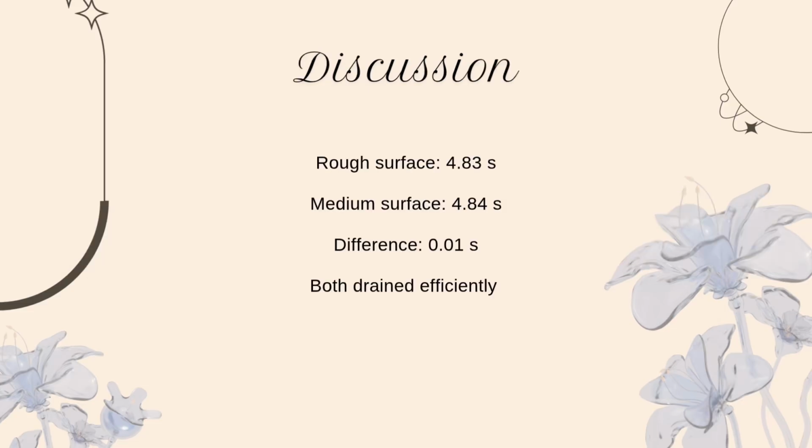So, based on the results, both pavement surfaces demonstrated very similar drainage performance. The rough surface drained slightly faster than the medium surface, but the difference of only 0.01 second is negligible. This indicates that both pavement surfaces are capable of draining water effectively under the test conditions. Small differences in the results may be due to slight variation in surface texture, the amount of water applied, or human reaction time when operating the stopwatch. Overall, the findings suggest that both pavement surfaces provide satisfactory drainage performance.